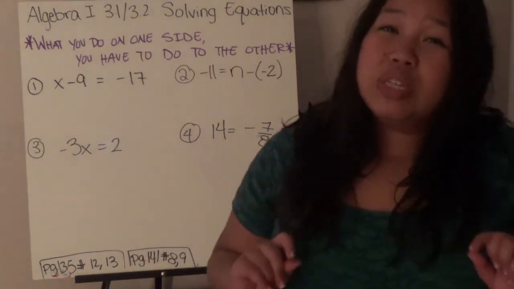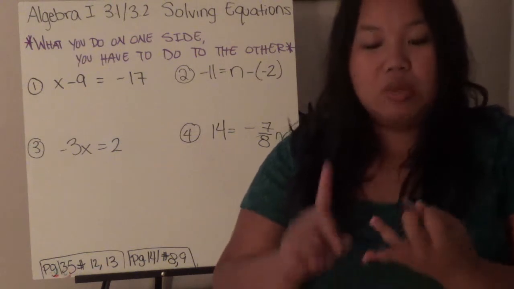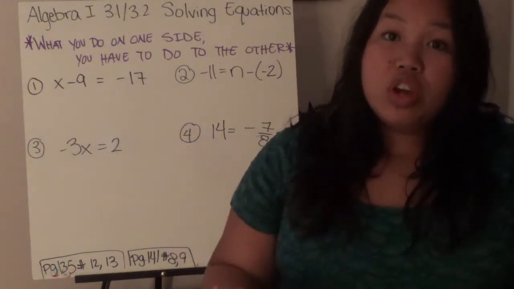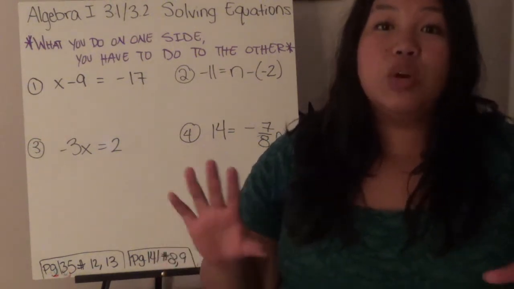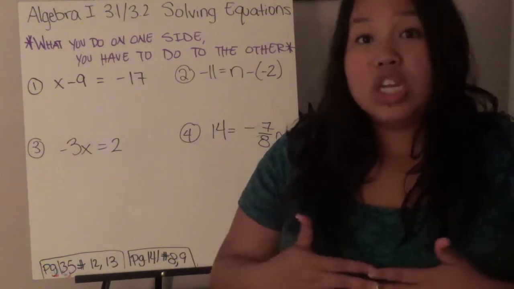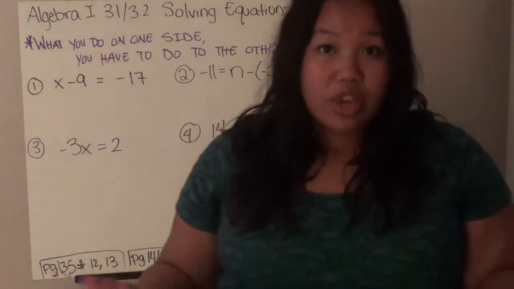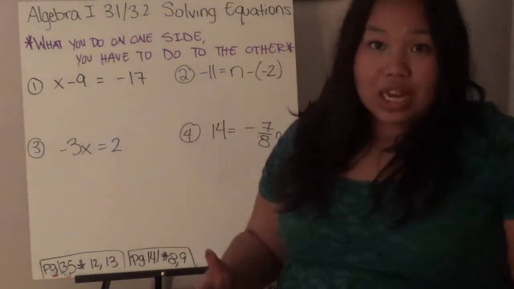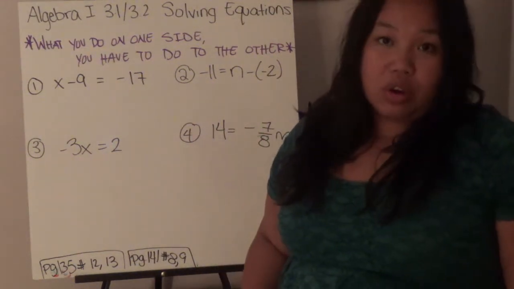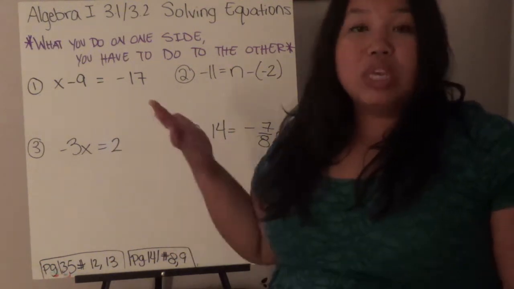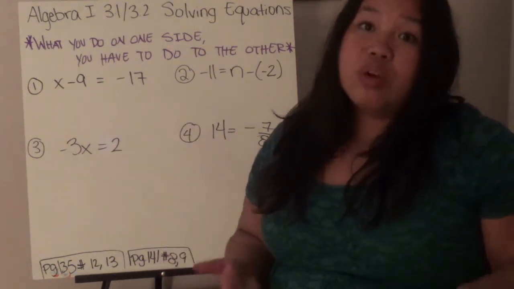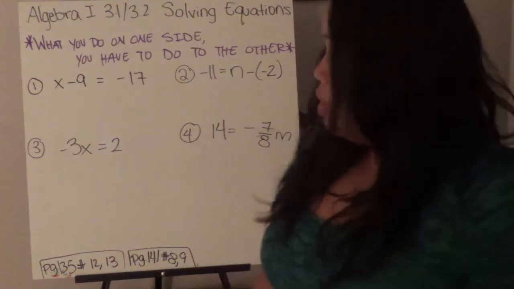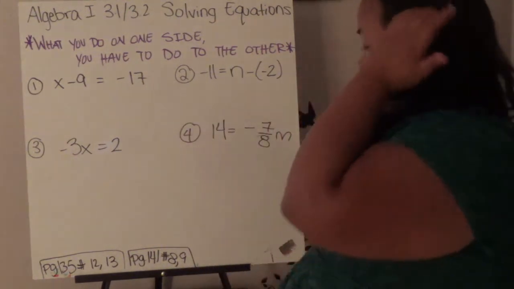The basic thing that you need to know, whether you're adding, subtracting, multiplying, or dividing, is that you need to always keep the equation balanced. Or else you're changing the whole thing and you're no longer solving for the correct variable. So what you do on one side of the equation, you have to do on the other. As long as you do that, you keep the equation balanced and you can manipulate the equation any way you want.